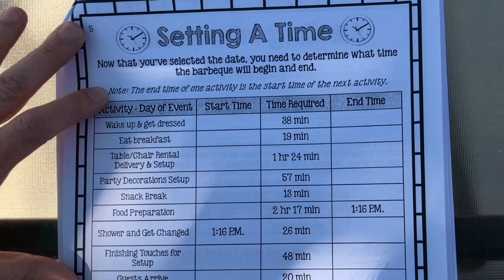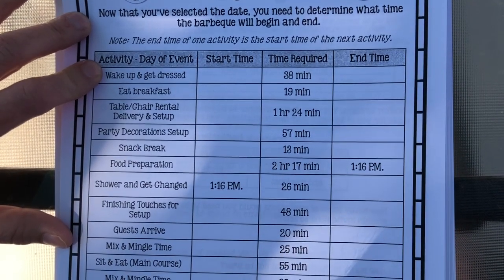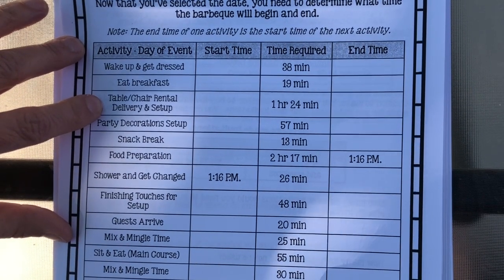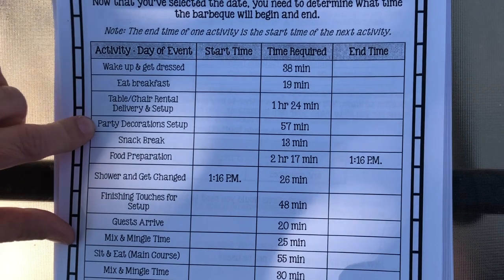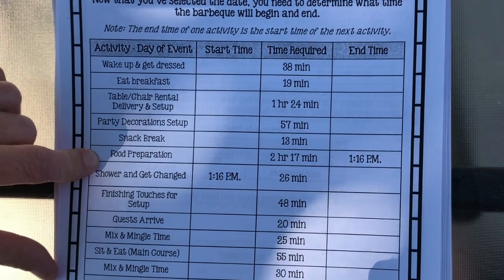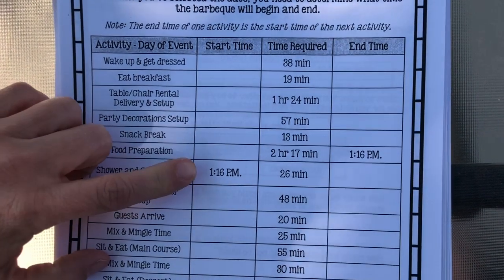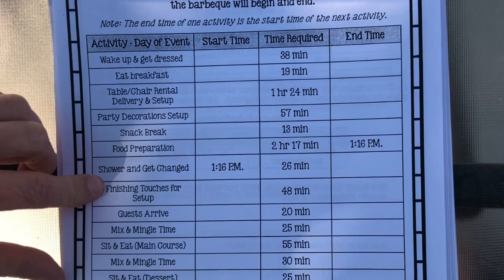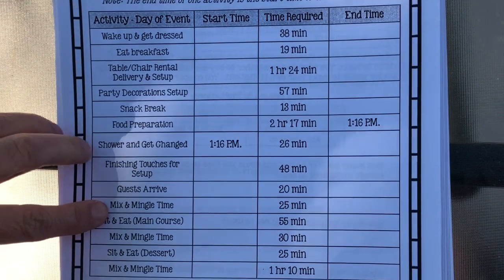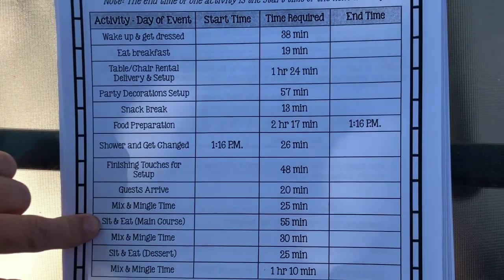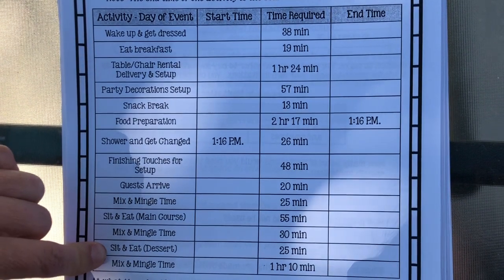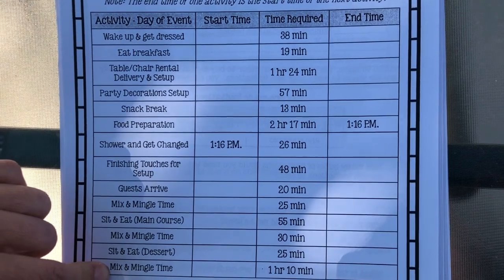So then let's just look through here. We have wake up and get dressed, eat breakfast. These are things that you're doing. Table, chair rental, delivery and setup, party decoration setup, snack break, food preparation, shower and get changed. It gives you a time here. Then you have finishing touches for your setup, the guests arrive, mix and mingle time, sit and eat the main course, mix and mingle time, sit and eat dessert, and then another mix and mingle time.